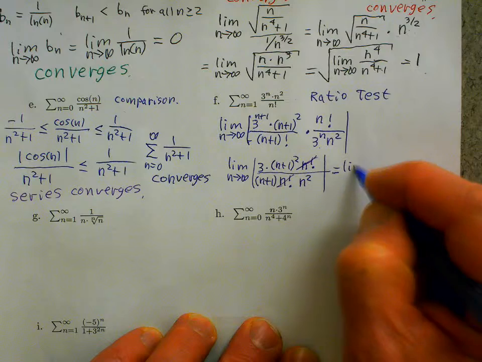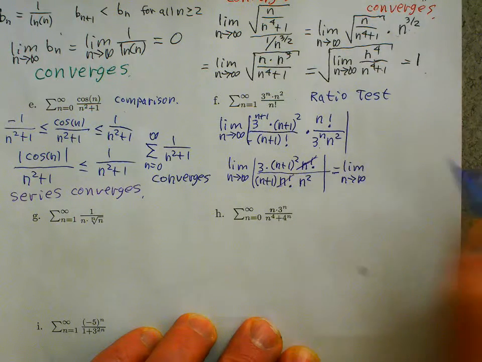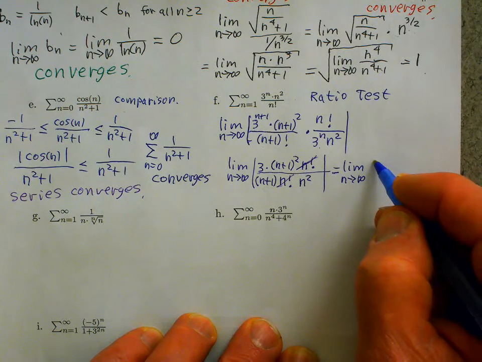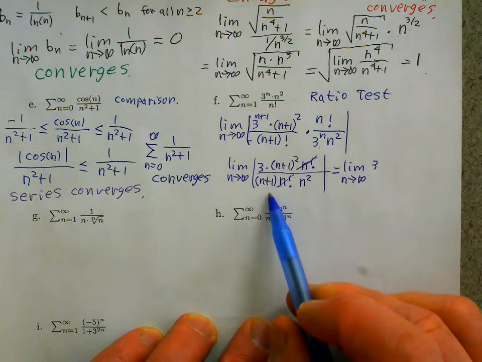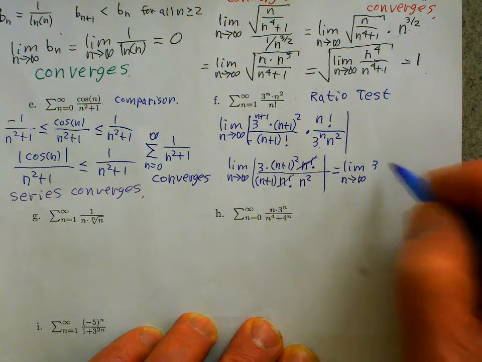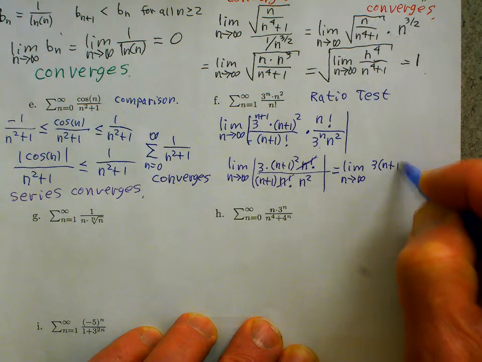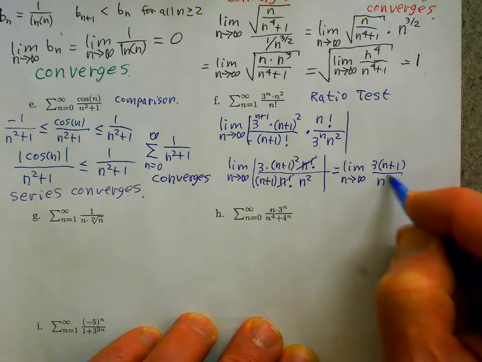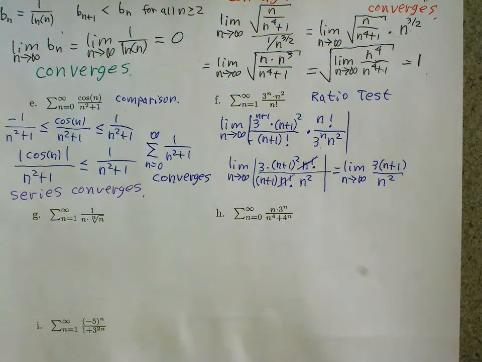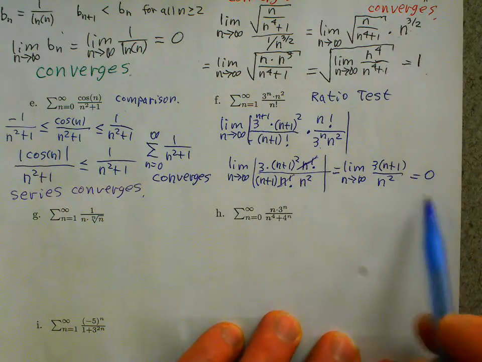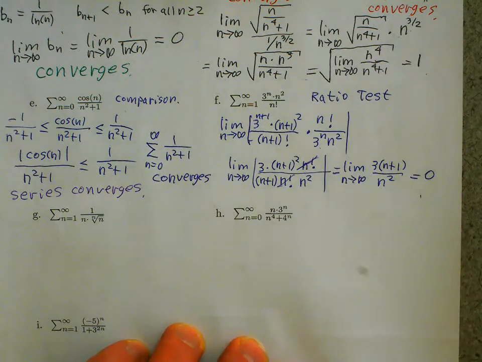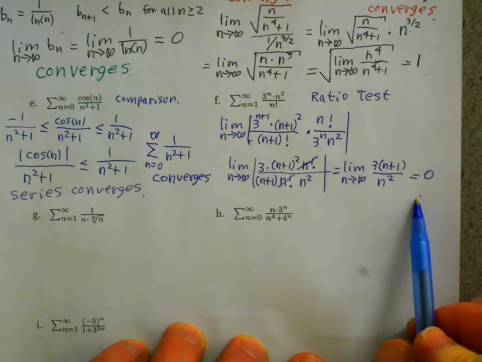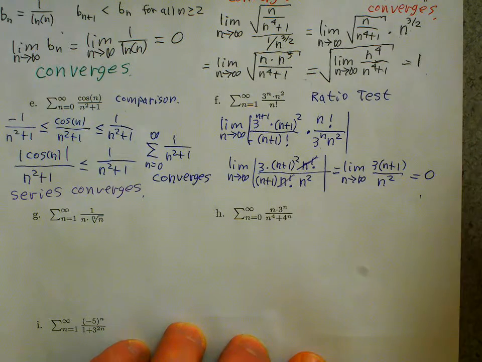So we're going to get the limit as n approaches infinity. Everything is positive, so I'll just omit the absolute values. So we're going to get 3 times n plus 1 over n squared. So that limit equals 0. So that means this series converges by the ratio test, since the limit using the ratio test is 0.